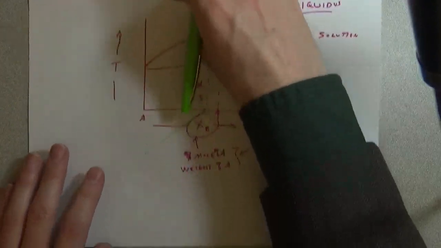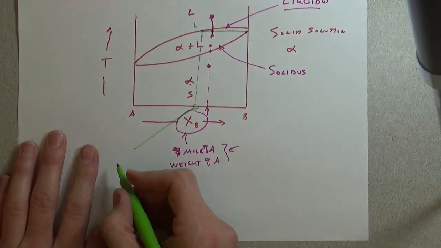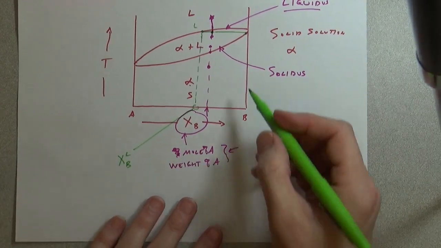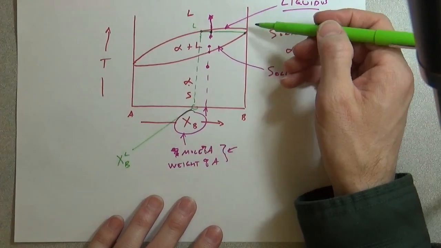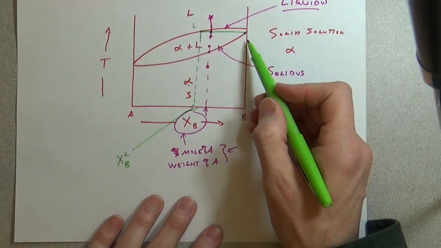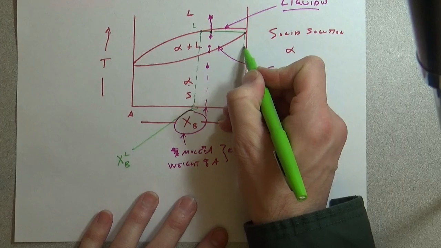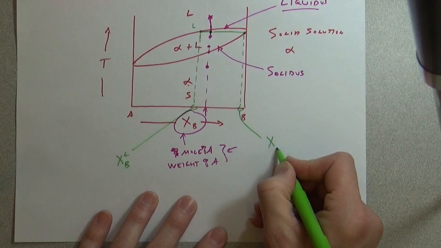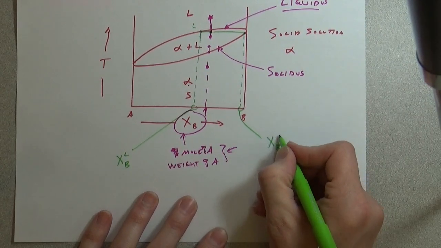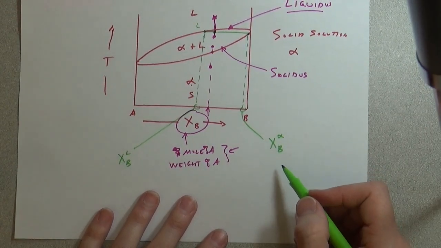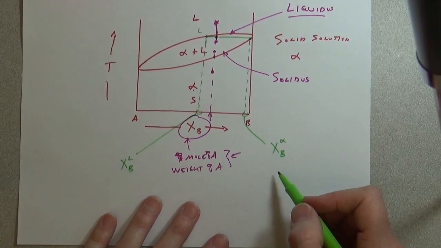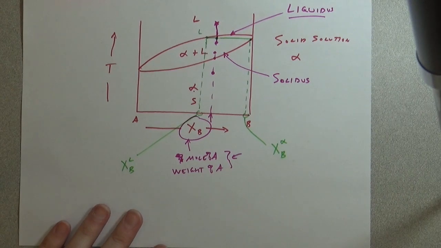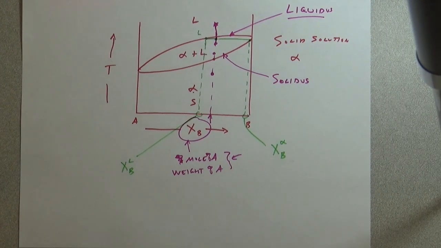So let's call this XB liquid. And then over here, where the tie line touches the solidus, we can drop a horizontal line down, and that gives us the composition of the alpha, or the solid phase. Great. So we have the ability to read the composition.